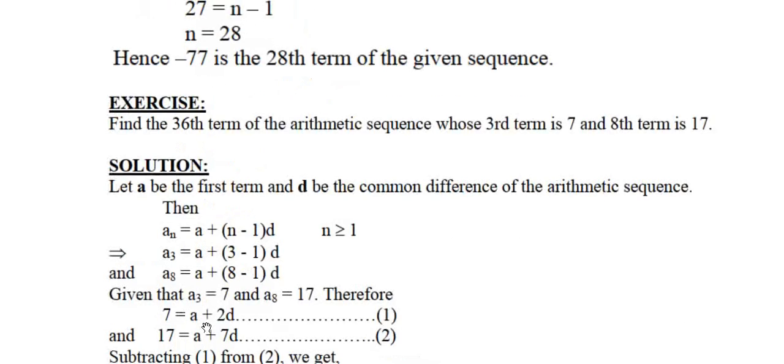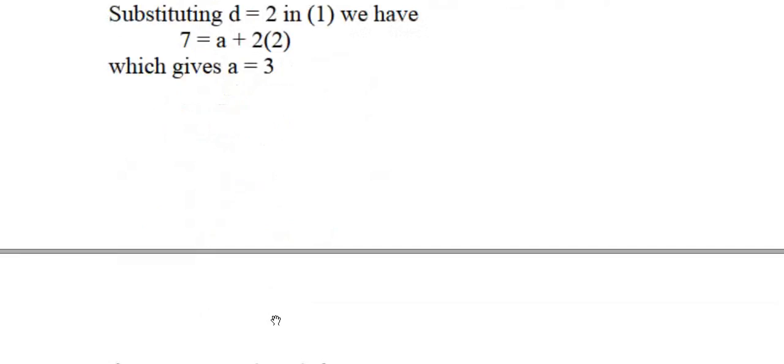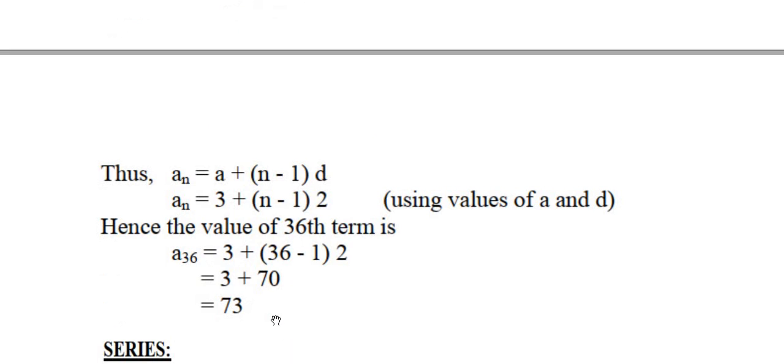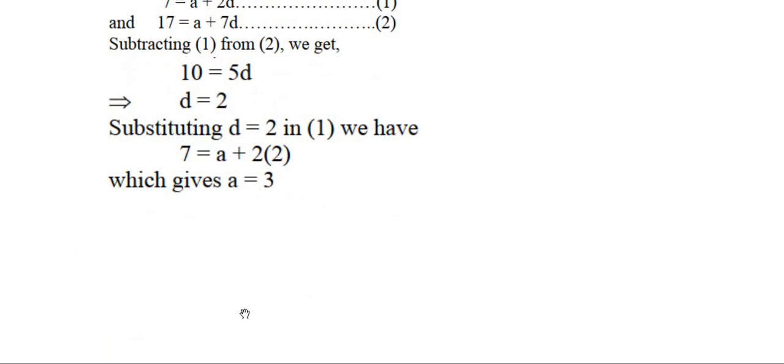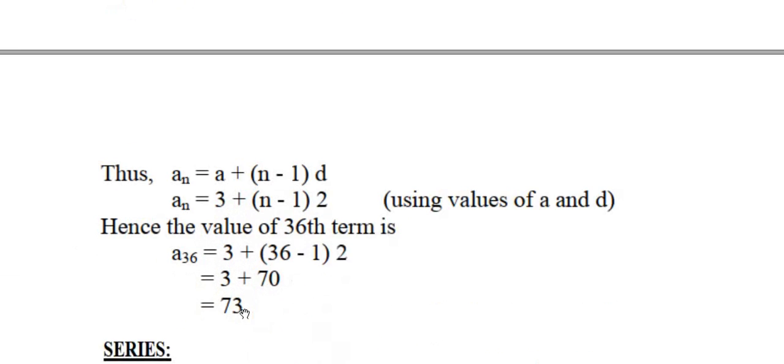There is another exercise. Find the 36th term of the arithmetic sequence whose third term is 7 and 8th term is 17. And this is the solution. By using this formula, we can easily find it. First of all we will find the value of a8, the 8th term we want to find. So by solving this formula, the value is 73. The 36th term is 73, and the value of the 8th term is given in the above question. You can solve this question by yourself.